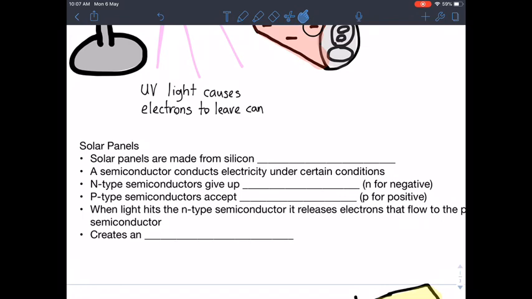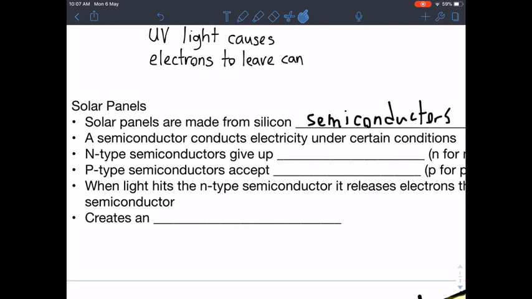Solar panels are made from silicon semiconductors. A semiconductor is a special material that acts as a conductor under certain conditions. So it can conduct electricity, but it doesn't always. And there's two different types of semiconductors we're going to be talking about when we talk about solar panels.